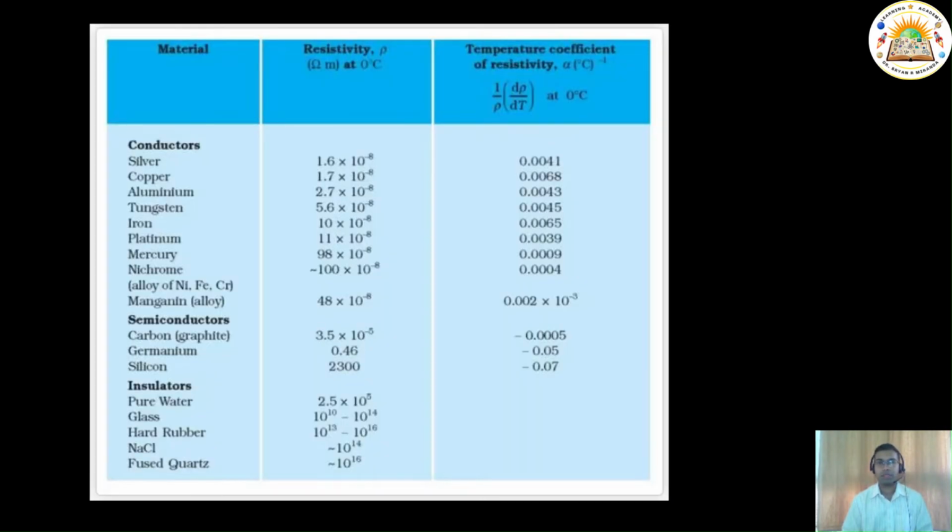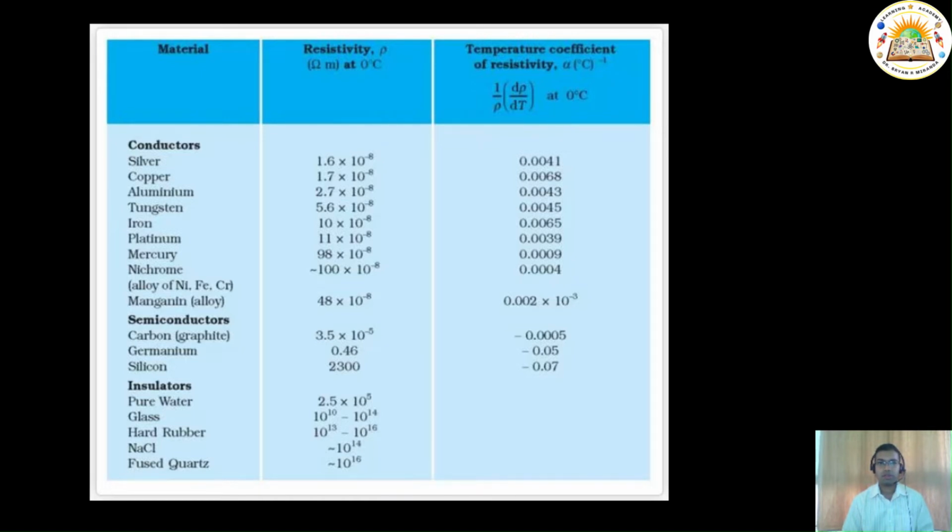Now, since we have finished with Ohm's law, we have seen ohmic devices, non-ohmic devices. Let's move ahead and look at resistivity. The understanding of resistivity that we have is from the expression of resistance. R is equal to rho times L by A, or rho is equal to RA by L. Here we have three categories: conductors, semiconductors, insulators, and their resistivity is given.